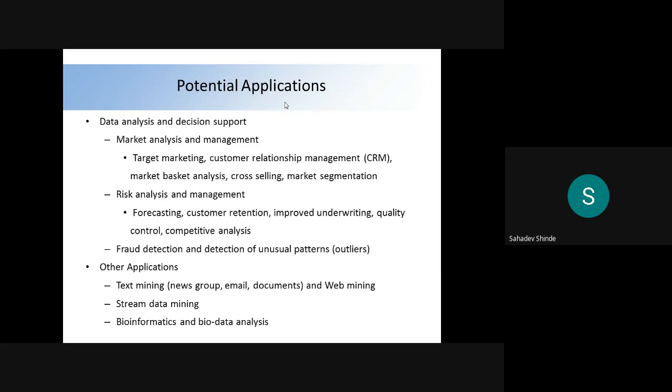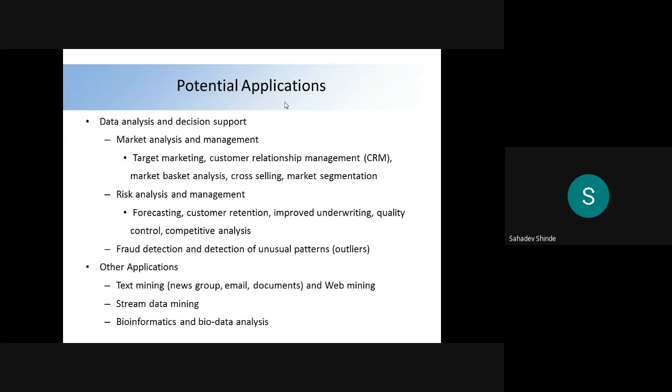Suppose today you buy 5 kg of sugar from Amazon. Automatically it will give you a signal next month: now is the time to buy 5 kg of sugar from Amazon. This is called target marketing and customer relationship management, by using data mining applications.